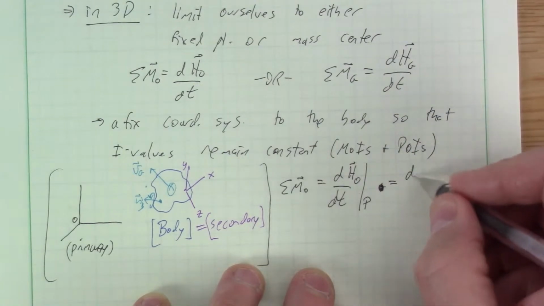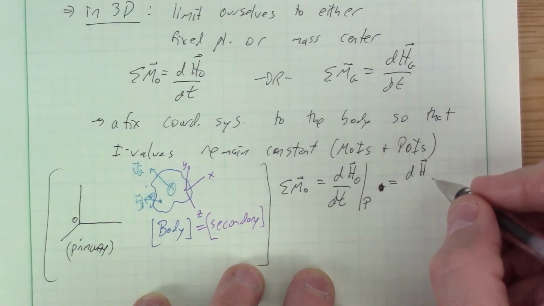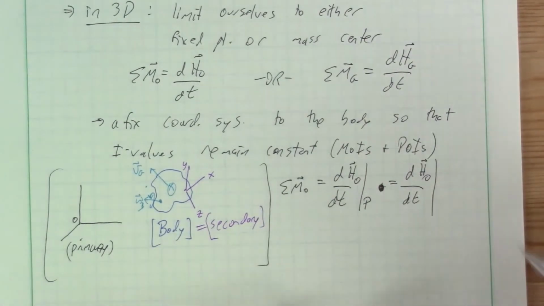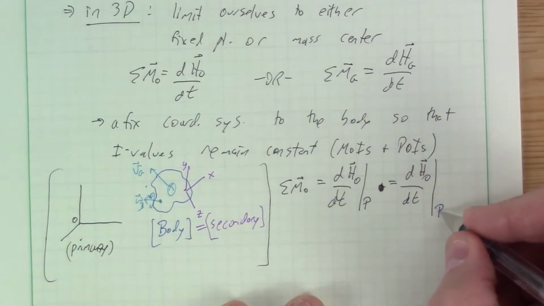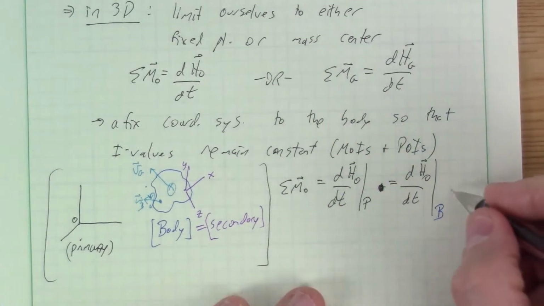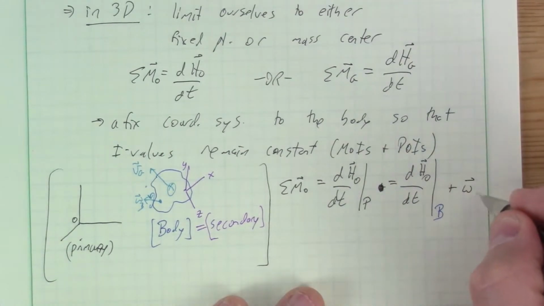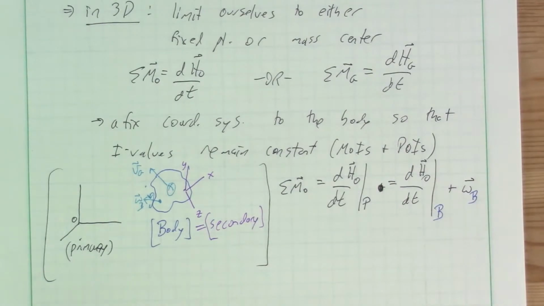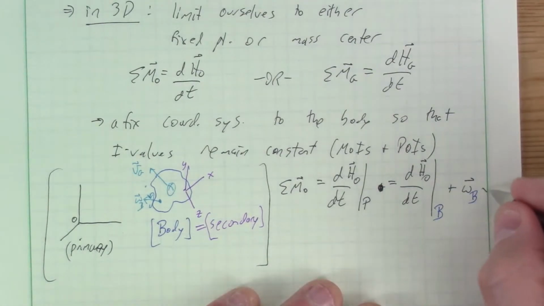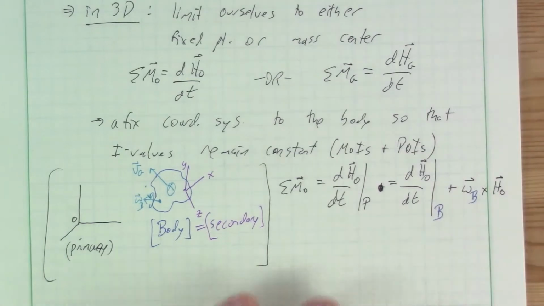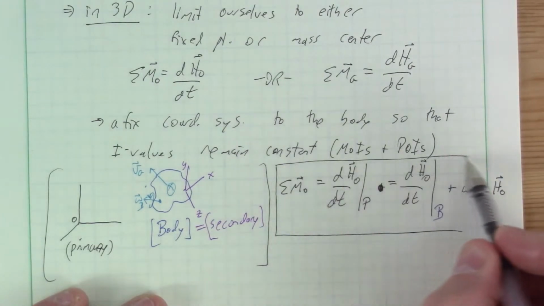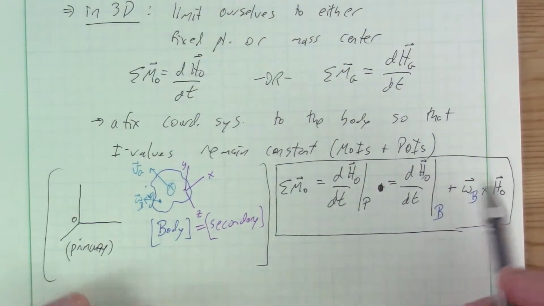Now we go to that conversion from the primary to the body frame. d/dt stays there, but now we want to write this in terms of the secondary reference frame, or the body. If we do that, we need an extra term that accounts for the rotation of the body itself. So we have the angular velocity of the rotation crossed into the angular momentum. Now everything should be in terms of the secondary, or body-fixed, reference frame.